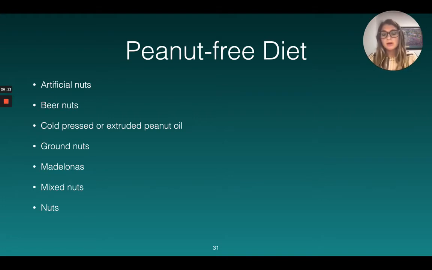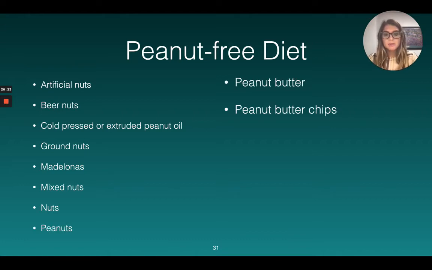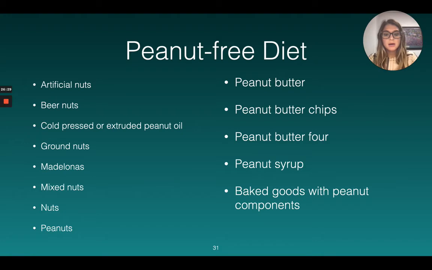And some people who have a peanut allergy may have an allergy to other types of nuts as well. And obviously avoiding peanuts, peanut butter chips, peanut butter flour, peanut syrup, and any baked goods that do have peanut components within them. So avoiding all of these items.